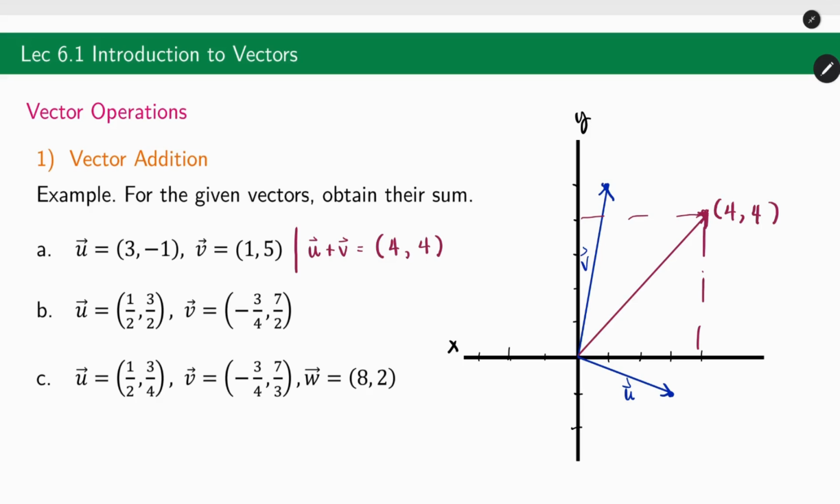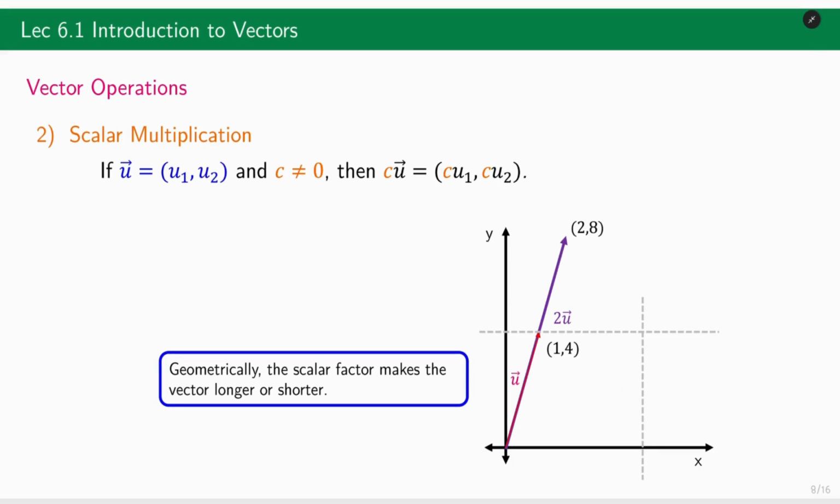Next, without graphing, let us find the sum of u and v. Okay, here we have 1/2 plus negative 3/4, so that would be negative 1/4. And then next, we have 3/2 plus 7/2, that will be 10/2, 5. I will leave to you letter C as an exercise.